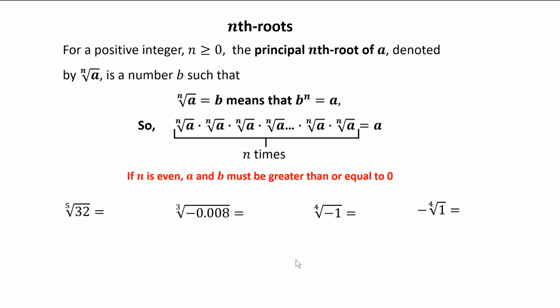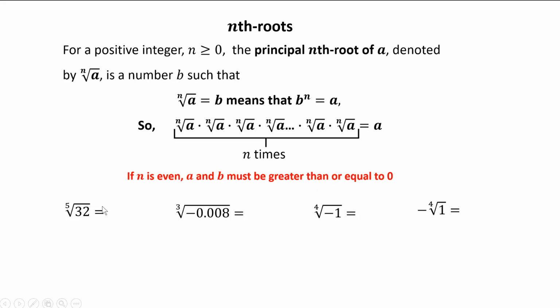Nth root. For a positive integer n greater than or equal to 0, the principal nth root of a, denoted by nth root of a, is a number b such that nth root of a equals b means that b to the n is equal to a. The nth root of a number is the number you multiply by itself n times to get that number. So if n is even, a and b have to be greater than or equal to 0.